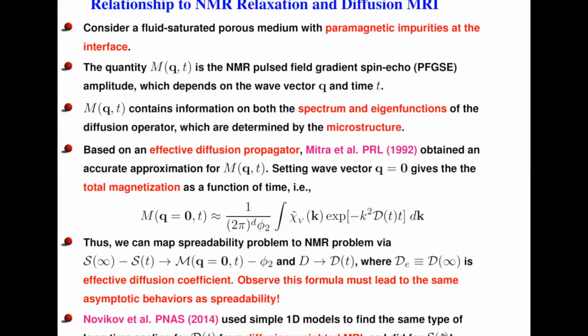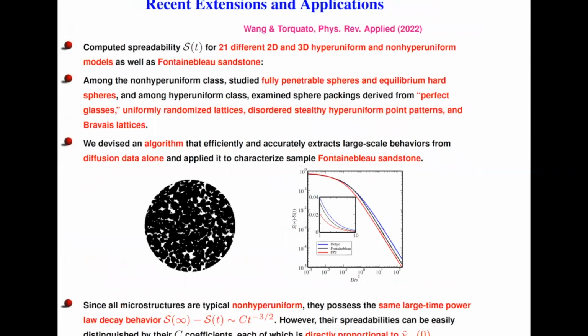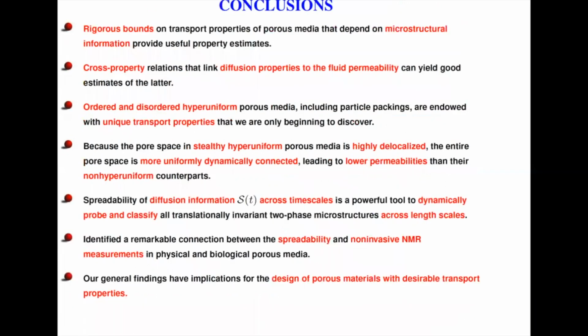So there are these beautiful connections, so that even though it appears that the spreadability is this abstract quantity, it actually has direct connections to NMR relaxation, and therefore you could use it to actually make measurements. And we have used it, for example, in the case of sandstone, to make predictions about what the spreadability is for sandstone. And with that, I want to just summarize conclusions.